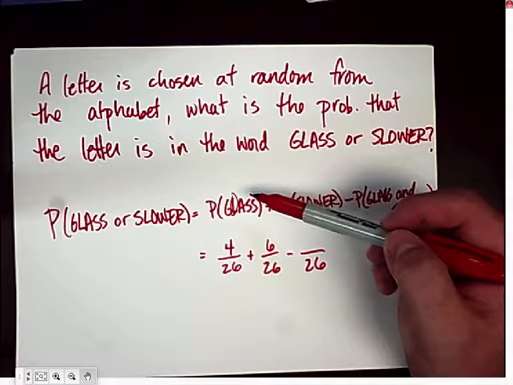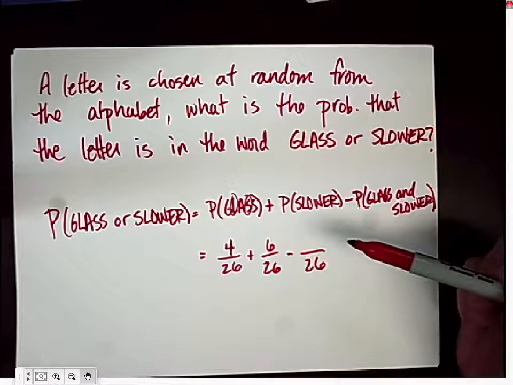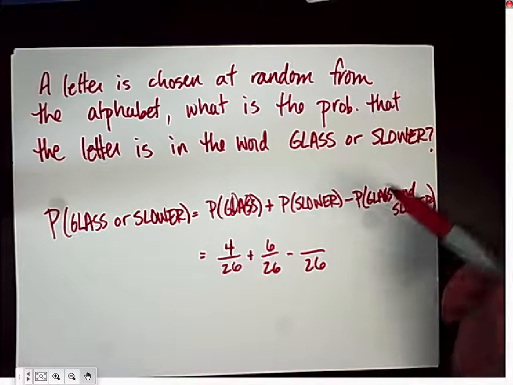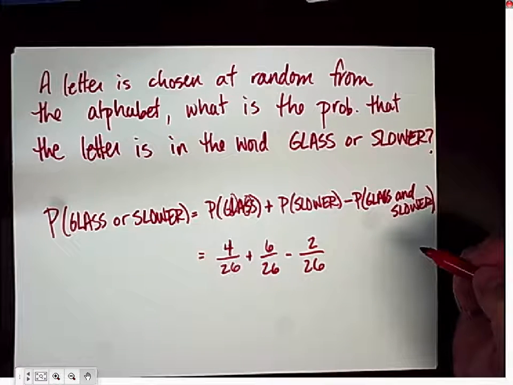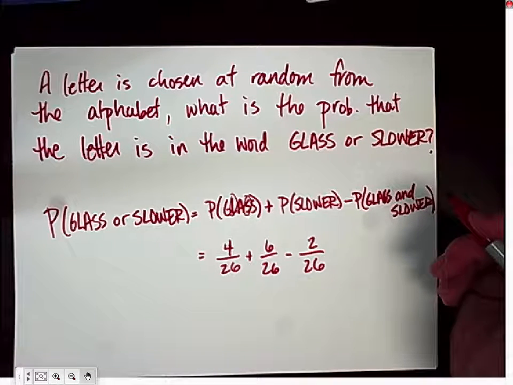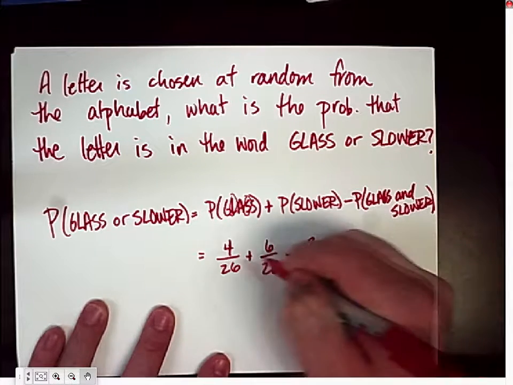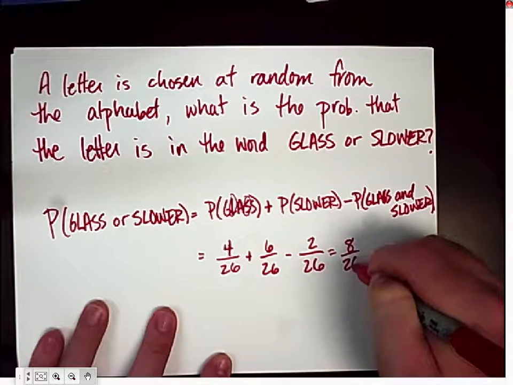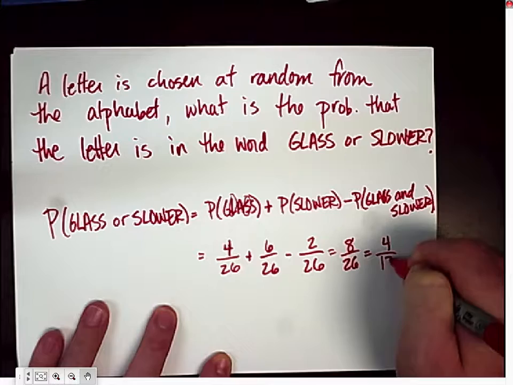L and S, right? So 2. The only letters that are in glass and in slower are L and S. Okay. Does that make sense? Yeah. Okay. So that's 10 minus 2. That's 8 out of 26, which is 4 out of 13.